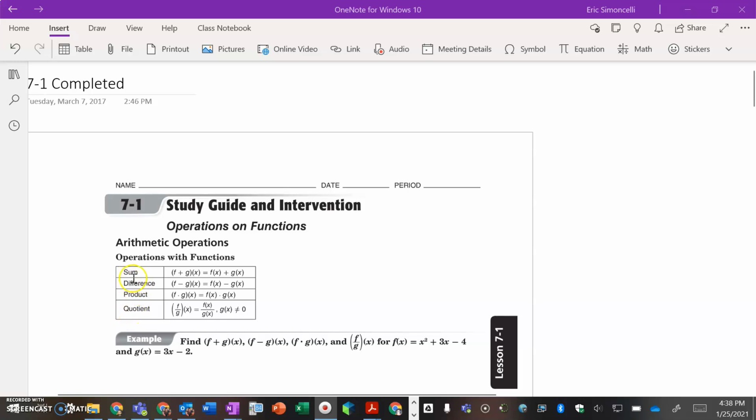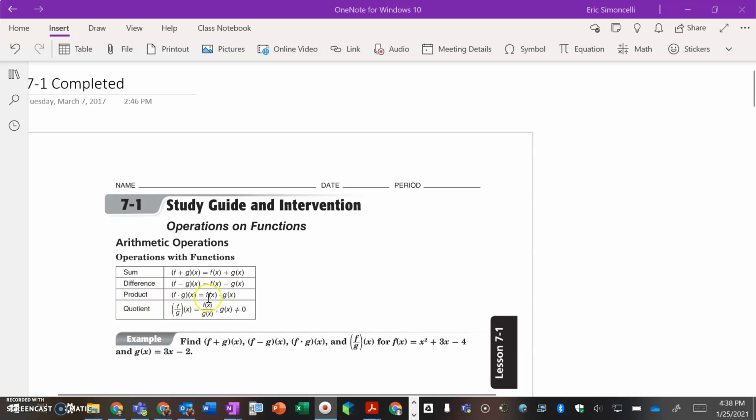The first of which is the sum, such that if we're adding (f + g)(x), or f(x) + g(x), you're simply going to be taking a full function in its entirety, f(x), plus g(x). The same goes with the difference, where (f - g)(x), or f(x) - g(x), simply though we'll be subtracting a full function from another.